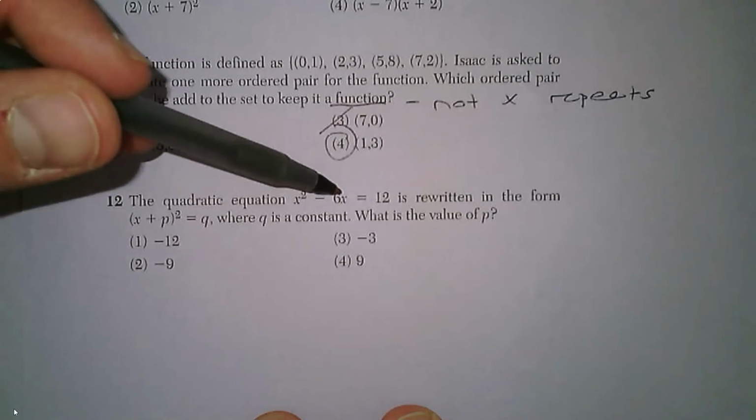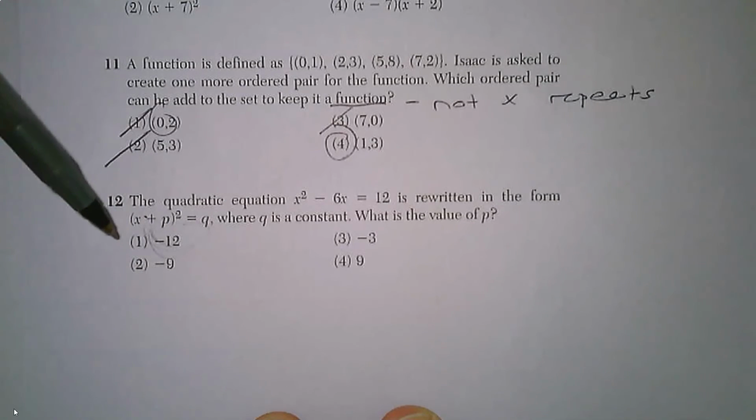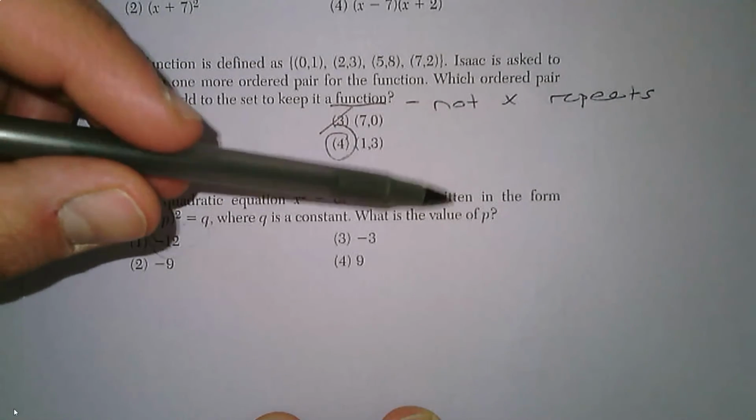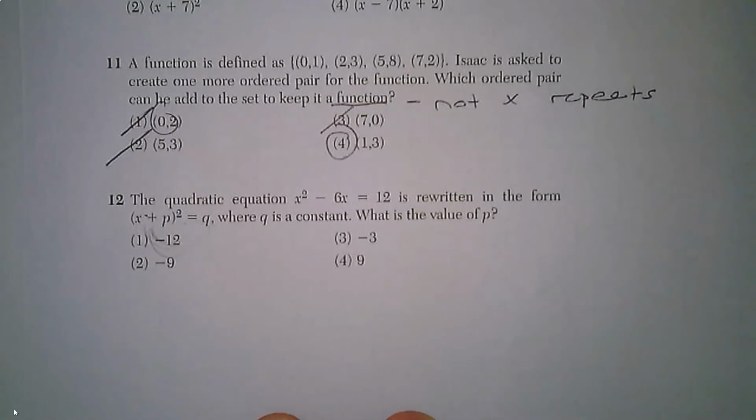All right, the quadratic equation rewritten in the form. So this is kind of vertex form. What is the value of p? So there's really no tricks or anything like this. This has to come back to like completing the square, which we didn't go through. Trying to think if there's a way to come up with this.